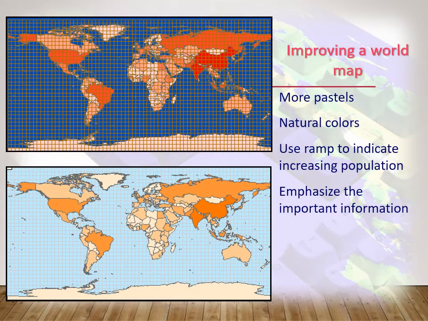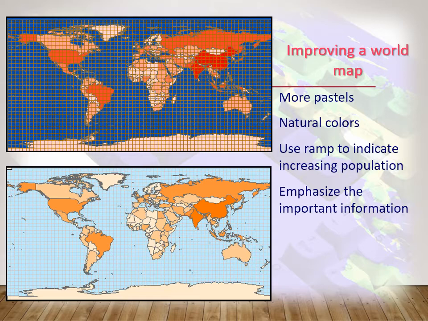Another way, let's say we're mapping the entire world, you might want to use natural or pastel colors. The top figure, first of all, the latitude and longitude, or the grid lines, are way too dark. It covers too much of the continents. The water is too dark. Your eyes are drawn to the water more than the land.